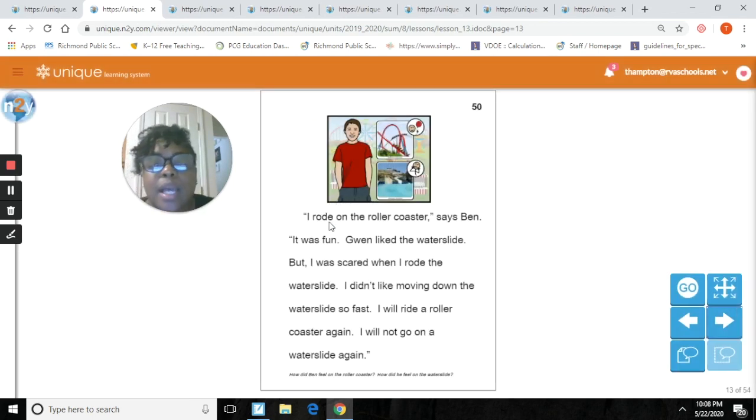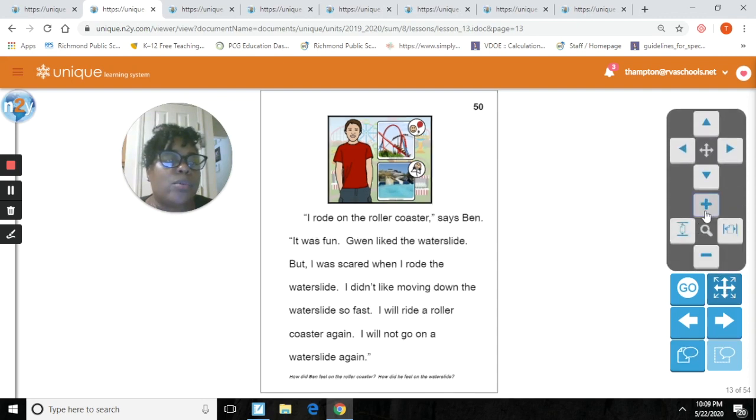Now, I rode on the roller coaster, says Ben. It was fun. Gwen liked the water slide, but I was scared when I rode the water slide. I didn't like moving down the water slide so fast. I will ride a roller coaster again. I will not go on a water slide again. Okay?